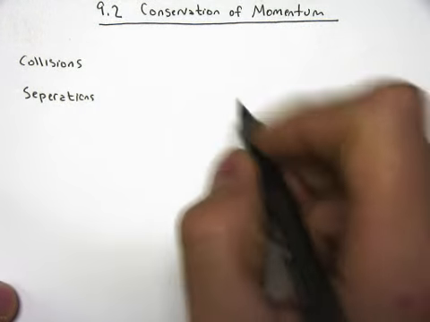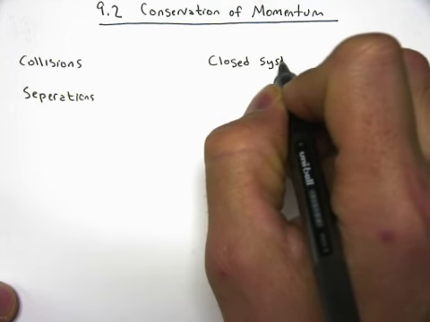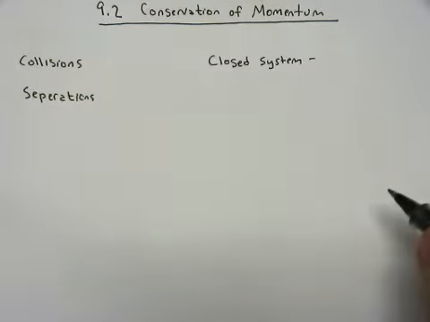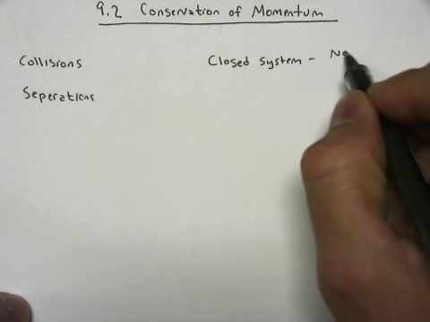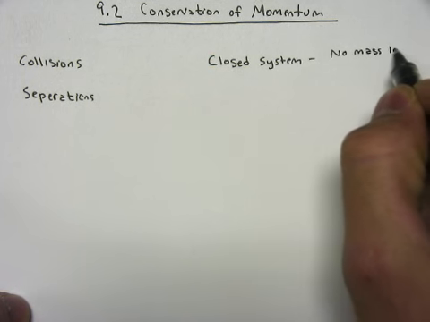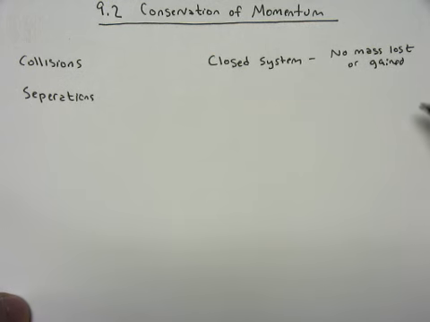Number one, the system has to be closed. When you have a closed system, that means that you're not gaining or losing mass. So no mass lost or gained. If you have a collision, you can't lose mass and you can't gain mass. If the mass isn't messed with, we call it a closed system.